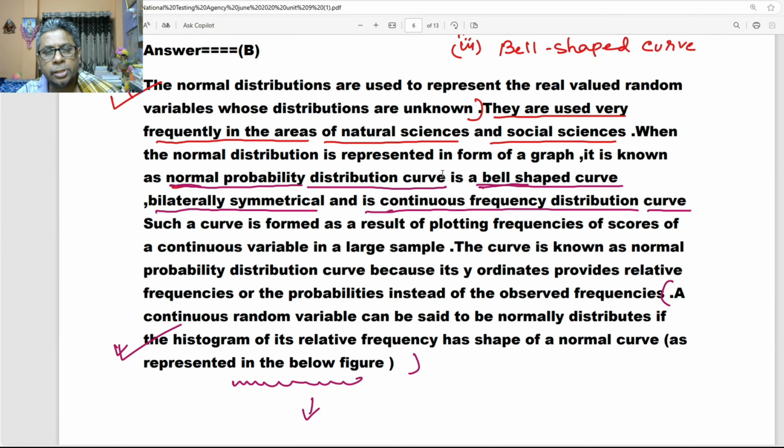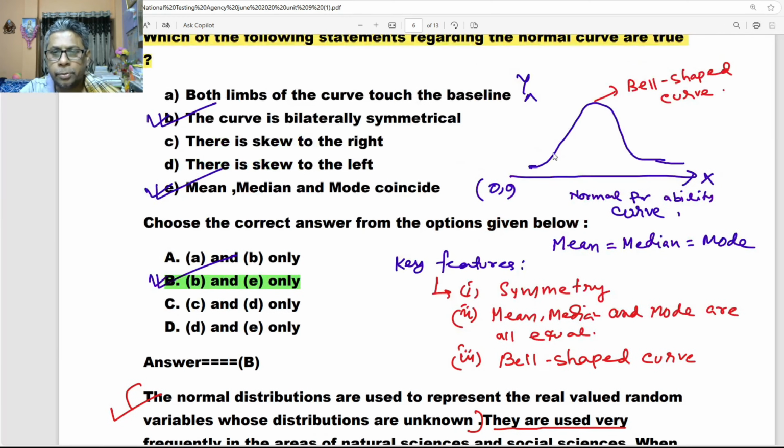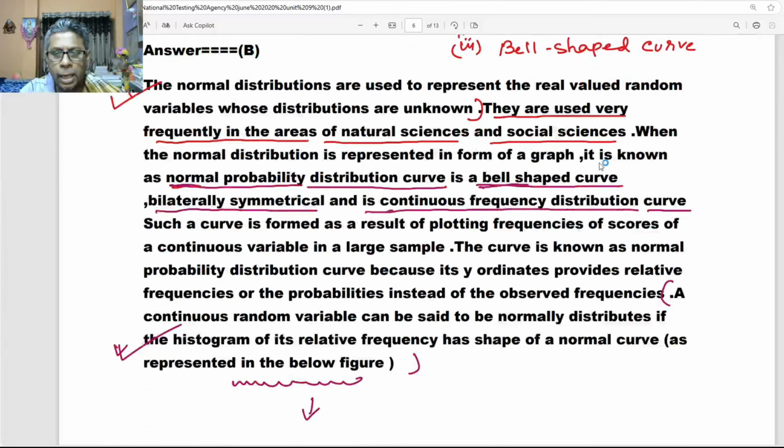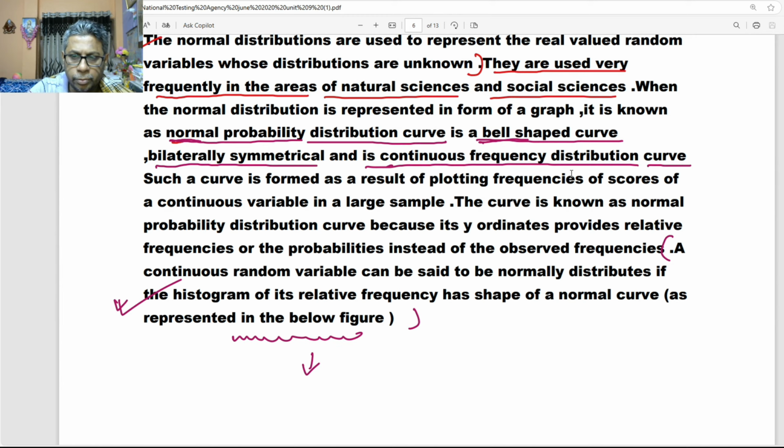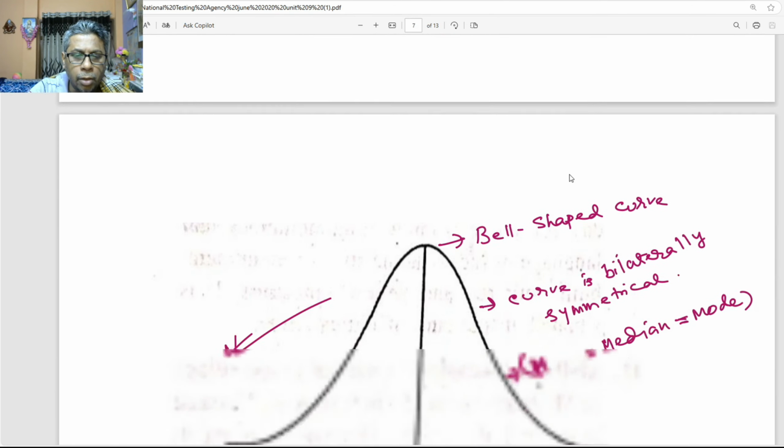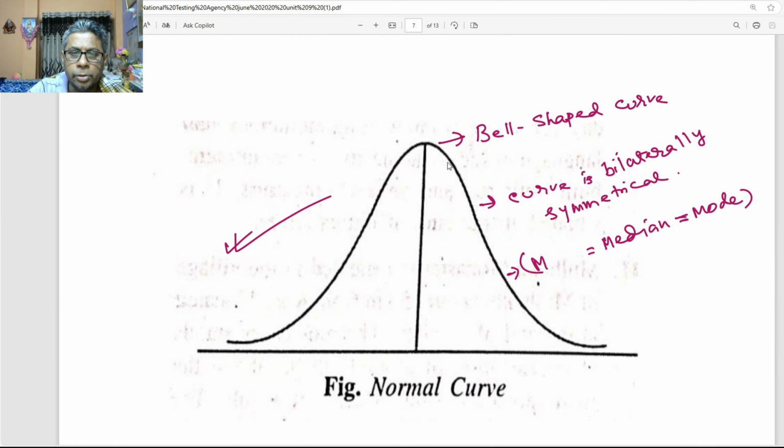The normal probability distribution curve is the bell-shaped curve. This is called the bell-shaped curve, a bilaterally symmetrical and continuous frequency distribution curve. Now we can understand the below. This is a bell-shaped curve. The curve is bilaterally symmetrical.